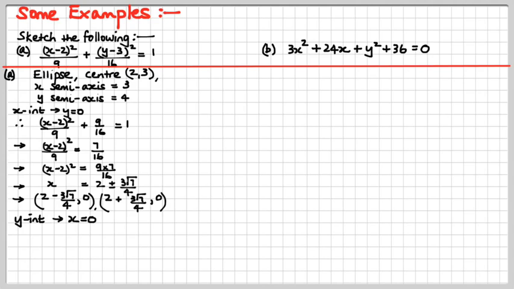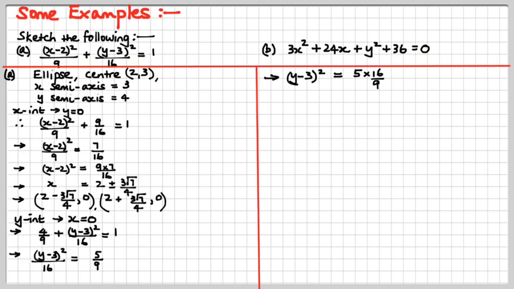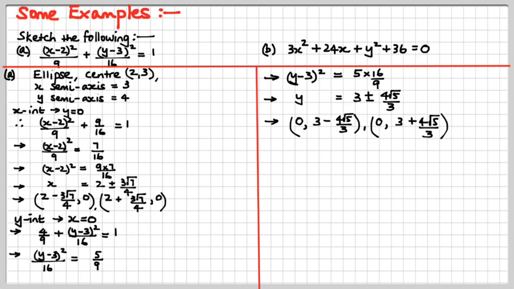Yes, very good. Now let's do the y-intercept. That'll make x equals 0. Substitute that in. And do we get that? Looks right, doesn't it? Yes, from up here it looks right. Now let's work out what we're going to do with that. Very good. Yes, it looks right. So therefore, y minus 3 all squared equals that. Now let's do the same thing as we did before with the x. We're going to say y is going to be 3 plus or minus 4 root 5 over 3. There are our y-intercepts in coordinate form.